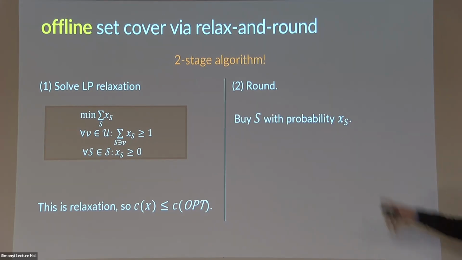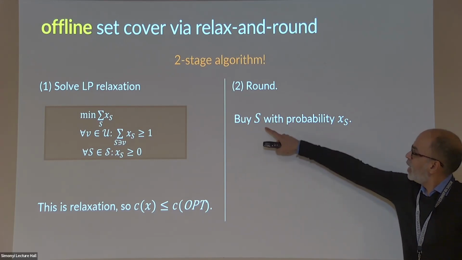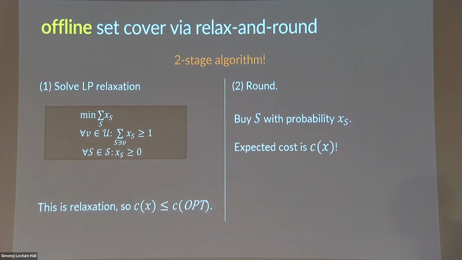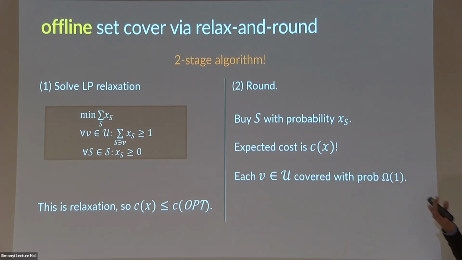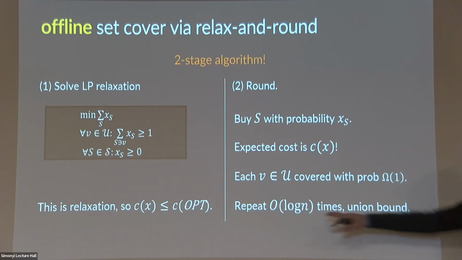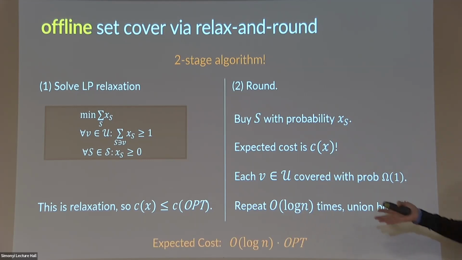And now, solve that thing, pick a set with probability x_S. Its expected cost is exactly the cost of the relaxation. And a simple Chernoff bound. In fact, you don't even need a Chernoff bound. Simple calculation shows that every element is covered with constant probability. And so repeat log n times and take a union bound over elements. So the expected cost is like order log n. Okay, this is offline.